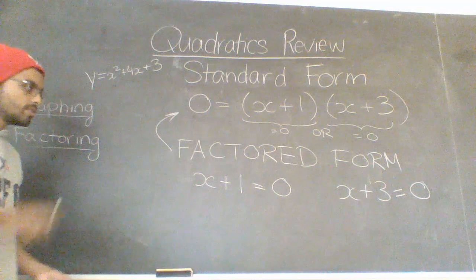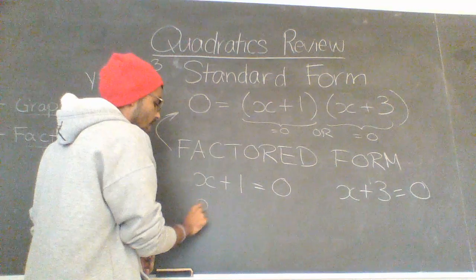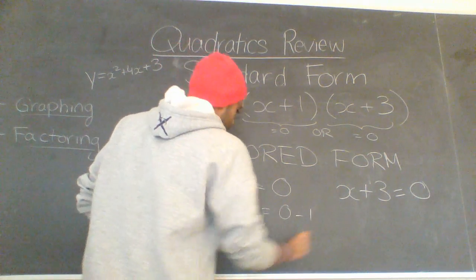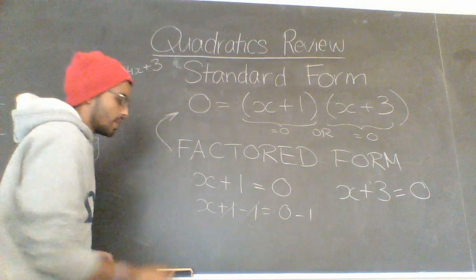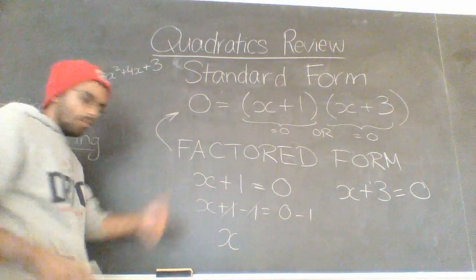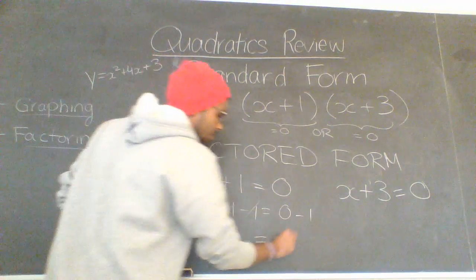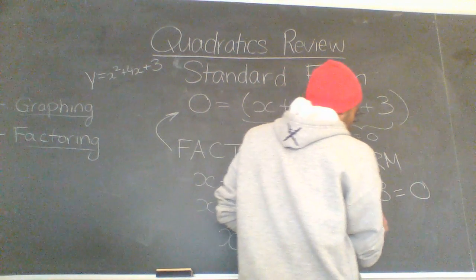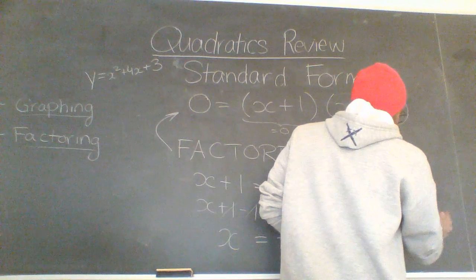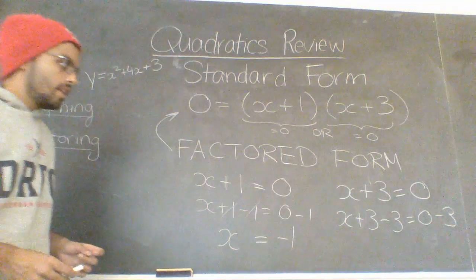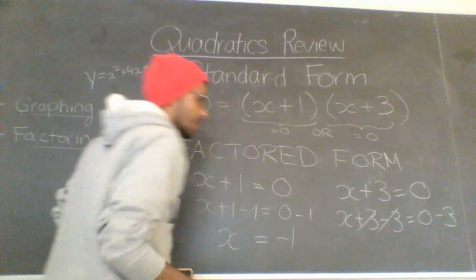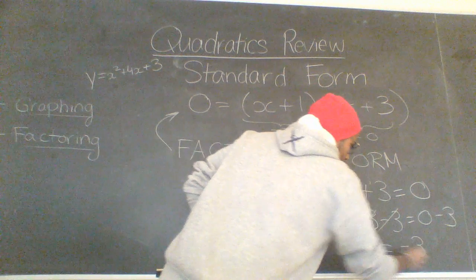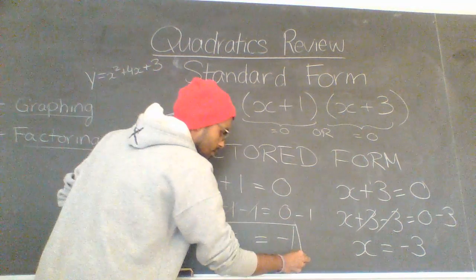So if x plus 1 equals 0, then you can get rid of the 1 by subtracting 1 from both sides. So you get x plus 1 minus 1 equals 0 minus 1. The plus 1 and the minus 1 will cancel each other out, leaving you with just the x, which is what you want, equals 0 minus 1. That's just negative 1. On the other side, you do the same thing, but with a 3. x plus 3 minus 3 equals 0 minus 3. And the positive 3 and the negative 3 on the left side will cancel out. You're left with just an x equals 0 minus 3, which is negative 3. And those are your two answers.